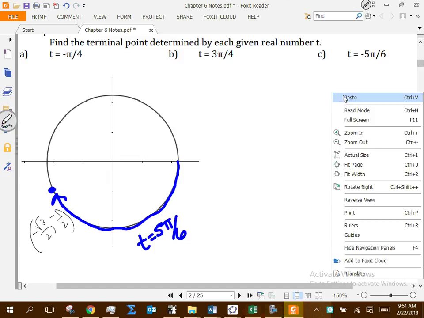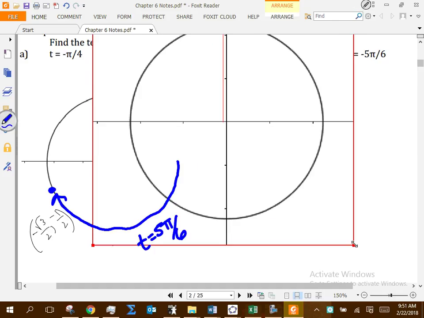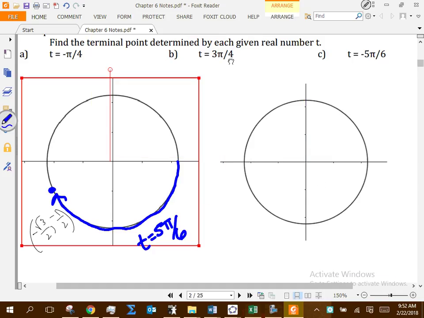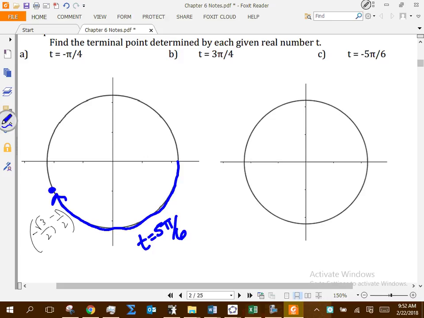Well, let me put in another circle here and draw the comparison for you. We know, because of what we did earlier, that we have this terminal point for t equals pi over 6, which was radical 3 over 2, comma 1/2, right? We used special right triangles to determine that, okay? How do I get this negative 5 pi over 6 to reference back to here?